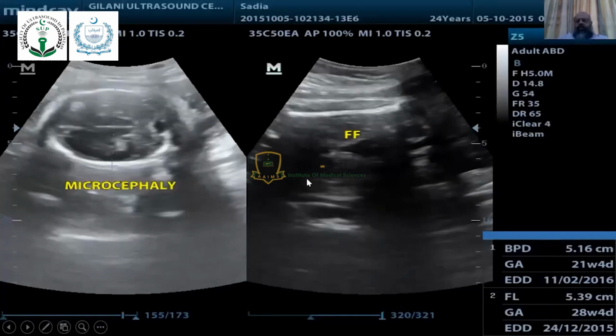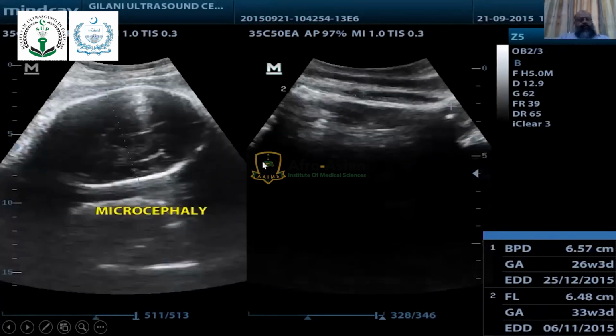Another microcephalic in which the gestational age by BPD is 21 weeks 4 days. Femur length says 28 weeks. So about 7 weeks difference. Very small head. 26 weeks BPD, 33 weeks femur length.